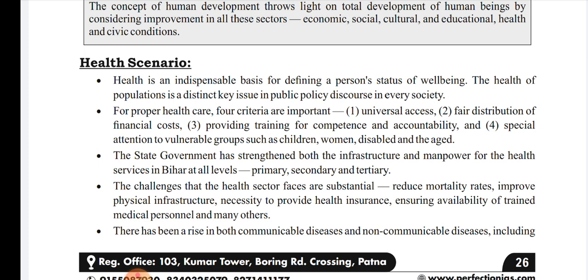Then second is fair distribution of financial cost. Third is providing training for competence and accountability, because of the many quacks basically working in rural Bihar. So proper training, competence and accountability of these so-called doctors are also very important. Fourth is special attention to vulnerable groups such as children, women, the disabled and the aged. With these four criteria, the state government is working to strengthen the primary, secondary and tertiary sectors, which is dealt with in this particular point.